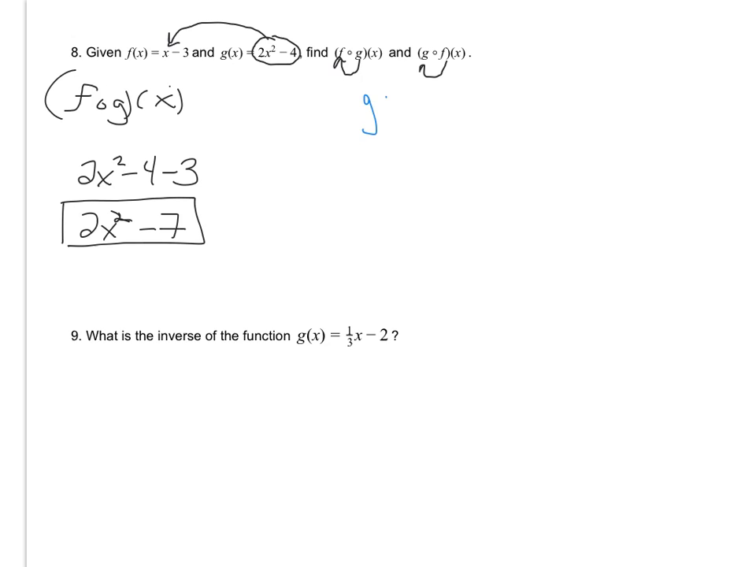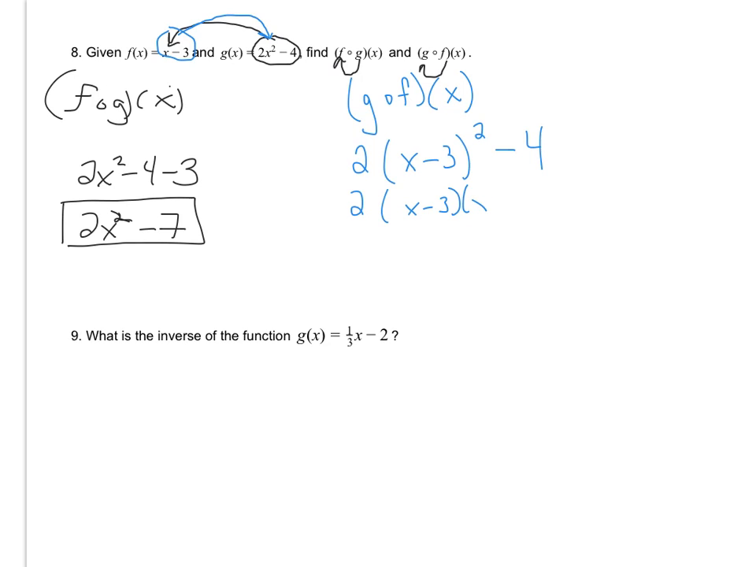Now if I want to do g composed with f of x, same idea. But instead I'm going to put f into g. So everywhere I see an x in g, I'm going to put f. So it's going to be 2 parentheses x minus 3 squared minus 4. So where that x was next to the square, I now have x minus 3. To simplify this, I would just write the x minus 3 squared out. So x minus 3 minus 4. So that's 2.